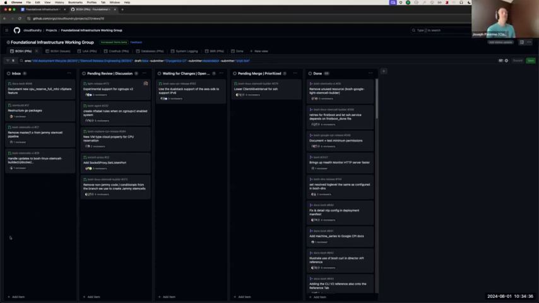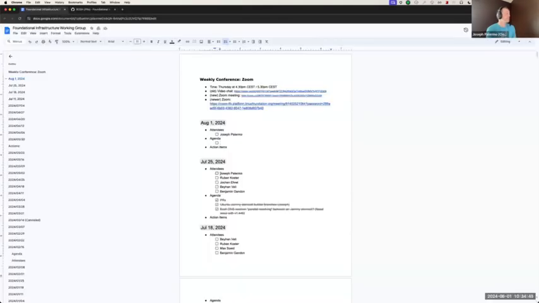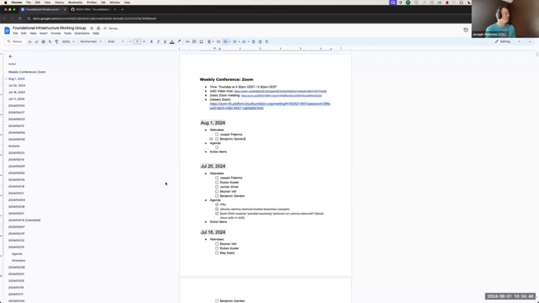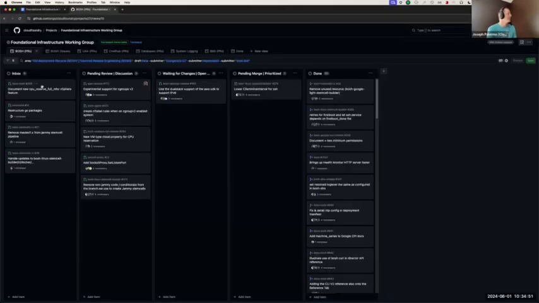But anyway, this is the Foundational Infrastructure Working Group meeting for the 1st of August, 2024. Benjamin's here, but this is the whole party so far. Let's dig into the PRs.